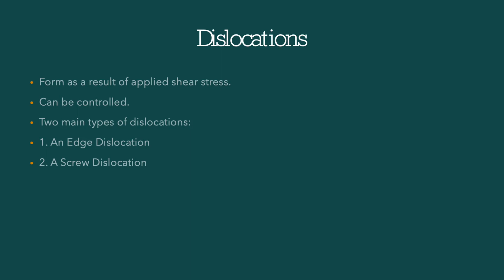Next are dislocations, which form as a result of the solidification of a material as well as the stress applied to a material. Dislocations in a material can be controlled, and they form as a result of applied stress. Typically, for a dislocation to occur, there must be two applied stresses in opposite directions, which act parallel to the slip plane. There are two main types of dislocations.